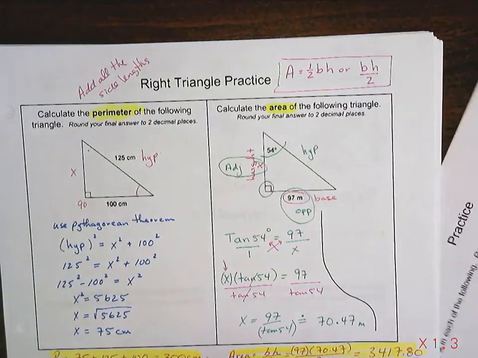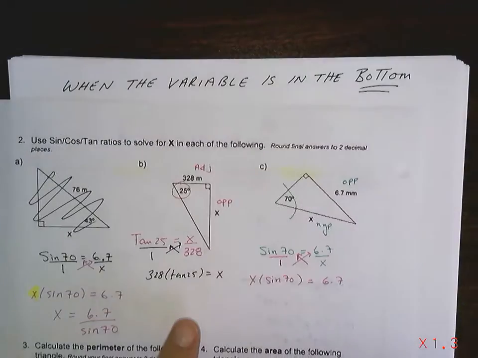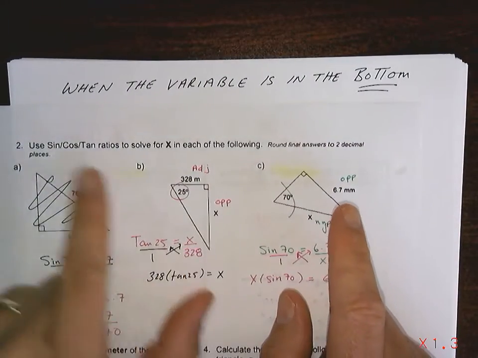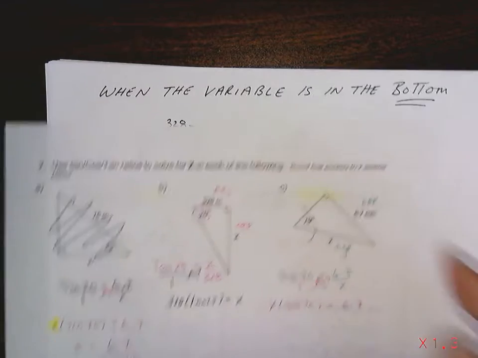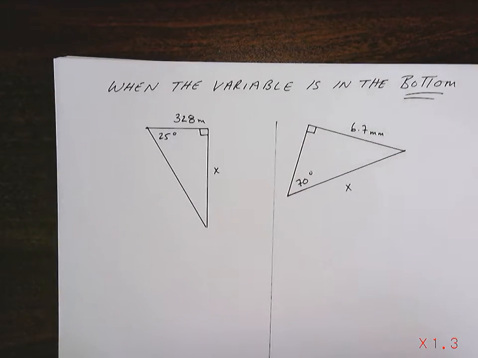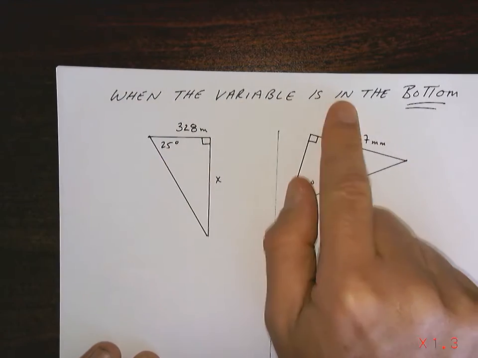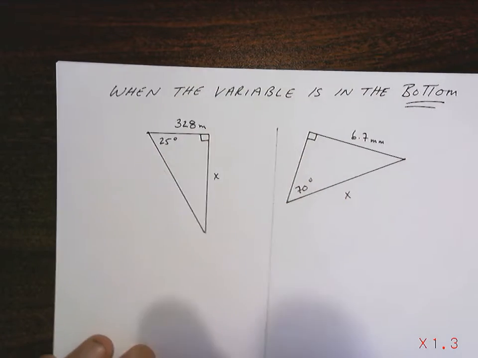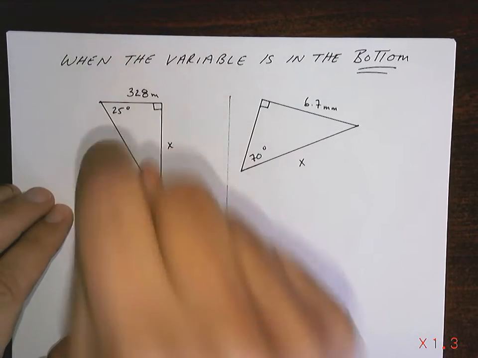All right, ladies and gentlemen, this last sheet that you were working on, there was a big difference in how you solve for number 2, B, and C. And I want to do a little video on just explaining that really well to you. So, when the variable's in the bottom, that's the title of this video, and that's what we're going to talk about. Take a look at this example.